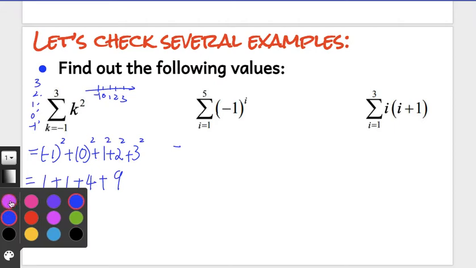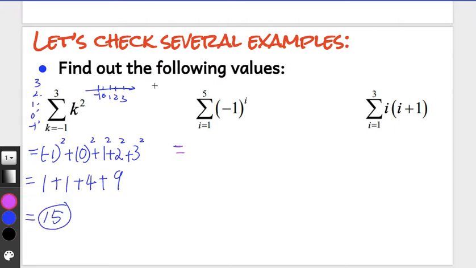Now let's check this one. So this one, let's use a different color. Put a bar here so we know there's a different space. So this one is i starting with 1, 2, 3, 4, 5, right? It stops at 5. So what are the things we are adding? We are adding negative 1 to the i power.